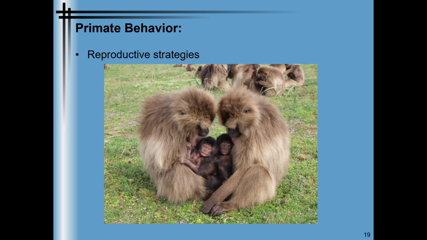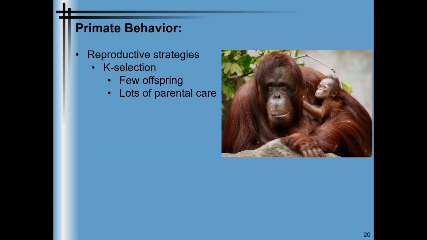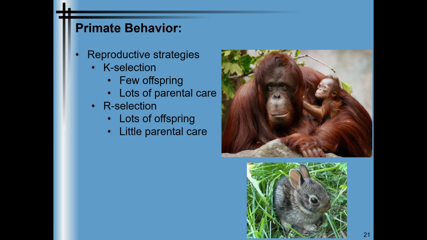Primates are a great example of K-selected mammals. The opposite of K selection is R selection. R selection is where we have individuals that produce large numbers of offspring where there's little, if any, parental care invested in their young. Common examples include fish and rabbits.